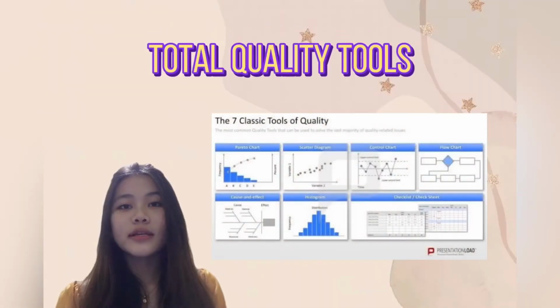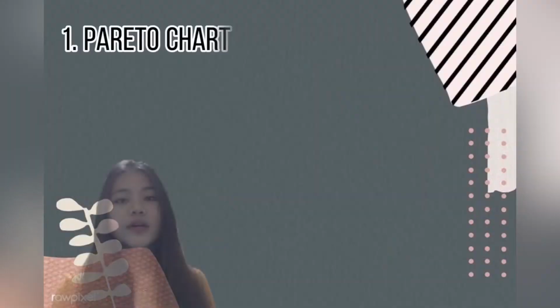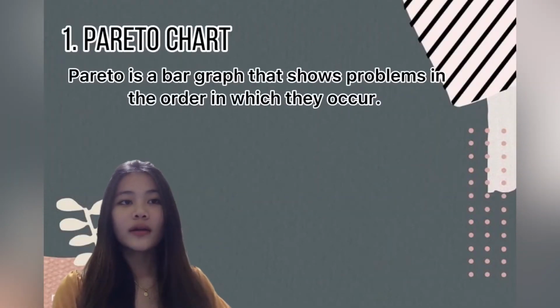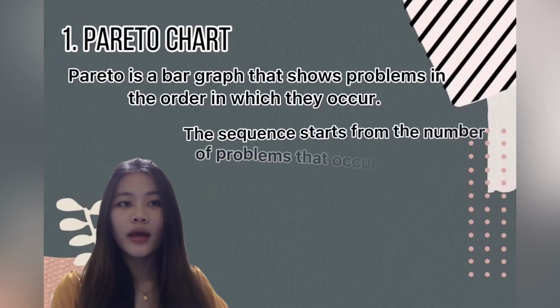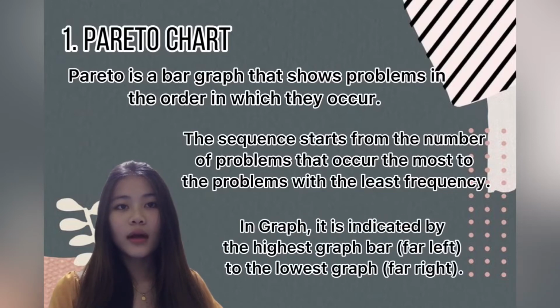And next, the explanation about total quality tools. First is Pareto chart. Pareto chart is a bar graph that shows problems in the order in which they occur. The sequence starts from the problems that occur the most to the problems with the least frequency. In the graph, it is indicated from the highest bar at far left to the lowest bar at far right.